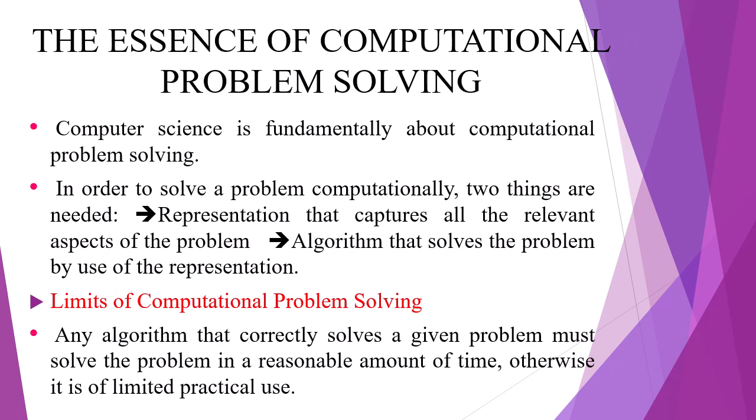The essence of computational problem solving. Computer science is fundamentally about computational problem solving. In order to solve a problem computationally, two things are needed: a representation that captures all the relevant aspects of the problem, and an algorithm that solves the problem by use of the representation.